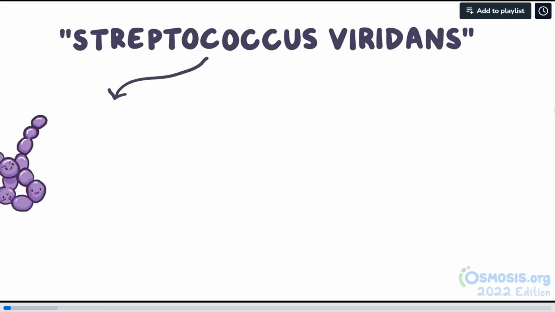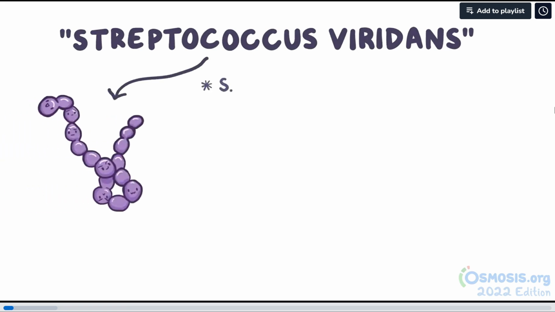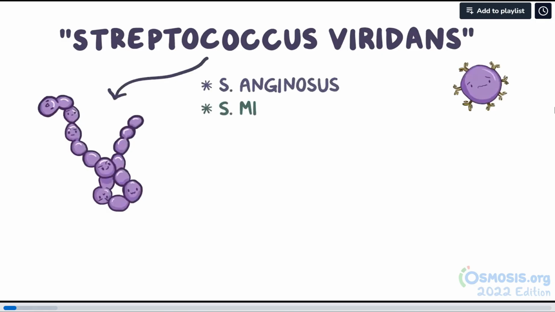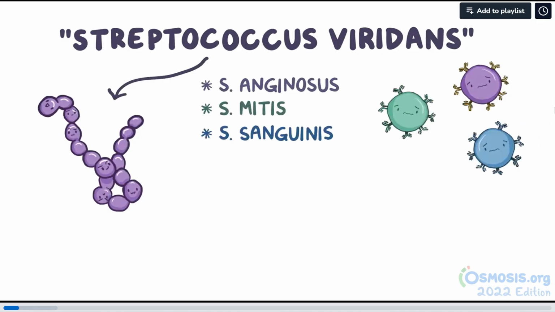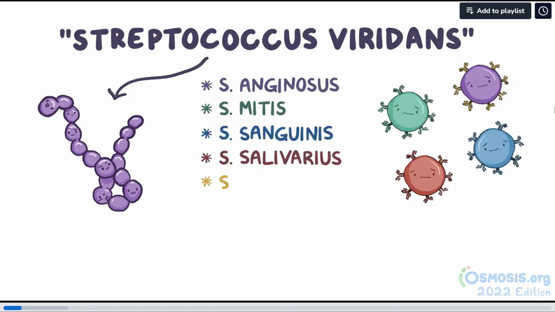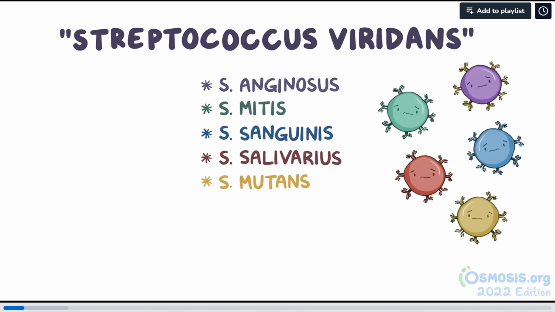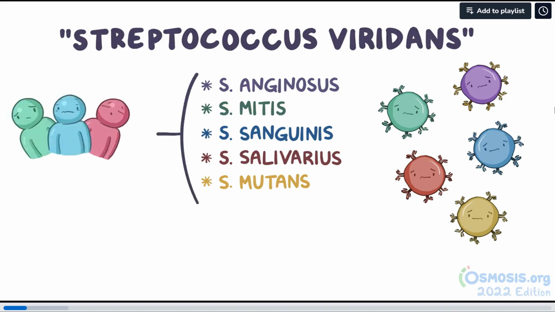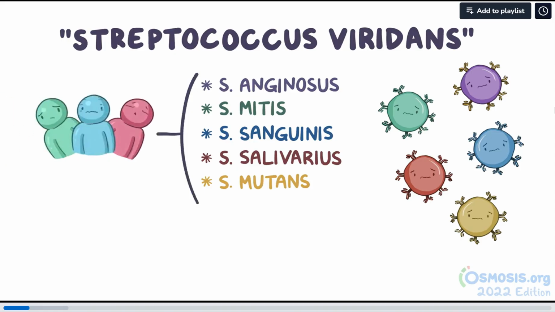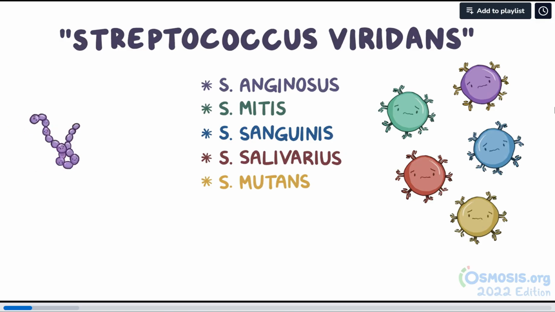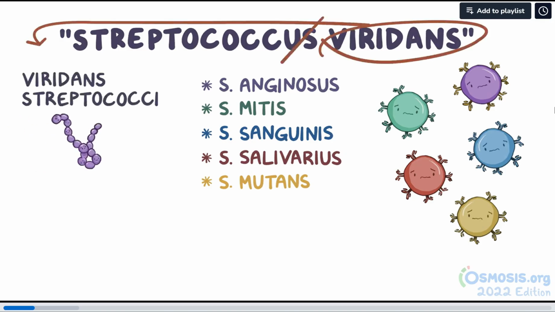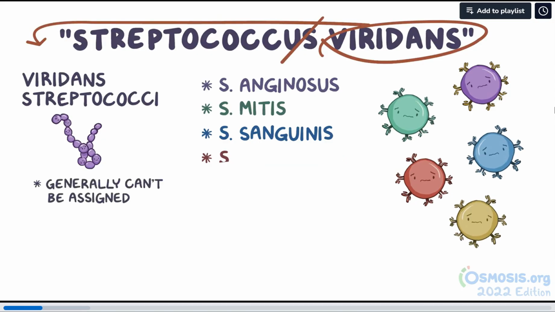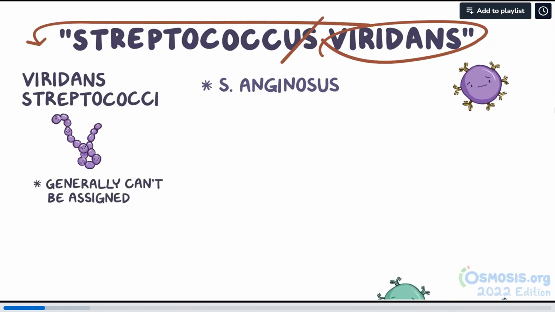Viridans refers to 5 groups of streptococci that include the Streptococcus anginosus group, mitis group, sanguinis group, salivarius group, and finally the mutans group. And each of these groups has approximately 30 species that can cause disease in humans. So the more correct term would be viridans streptococci, to reflect that there's more than one of them. Generally speaking, viridans streptococci can't be assigned to a Lancefield group based on their cell wall antigens.